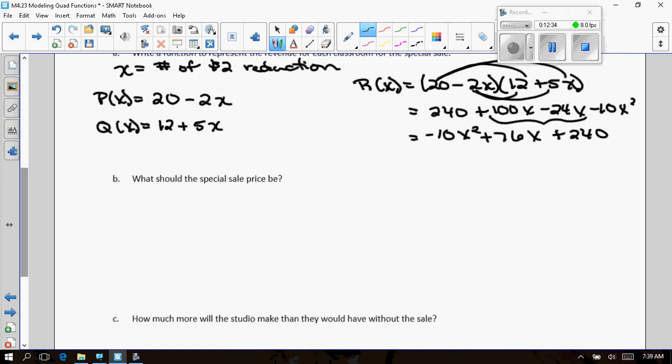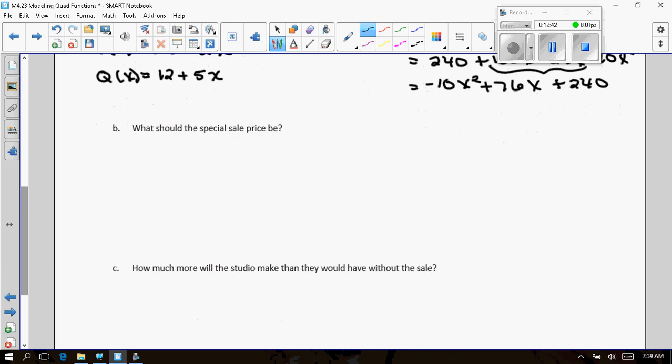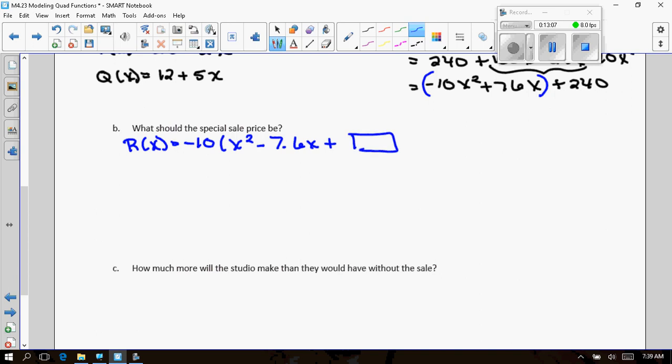All right, this is part B: what should the sale price be? Well, let's put it into vertex form, and we're going to figure out what our maximum revenue is going to be, or what our increments should be, I should say. So let's take our function and put it into vertex form. I'm going to factor out a negative 10 out of the first 2 terms. So now I have x squared minus 7.6x plus our box, and then we have plus 240 plus our box.